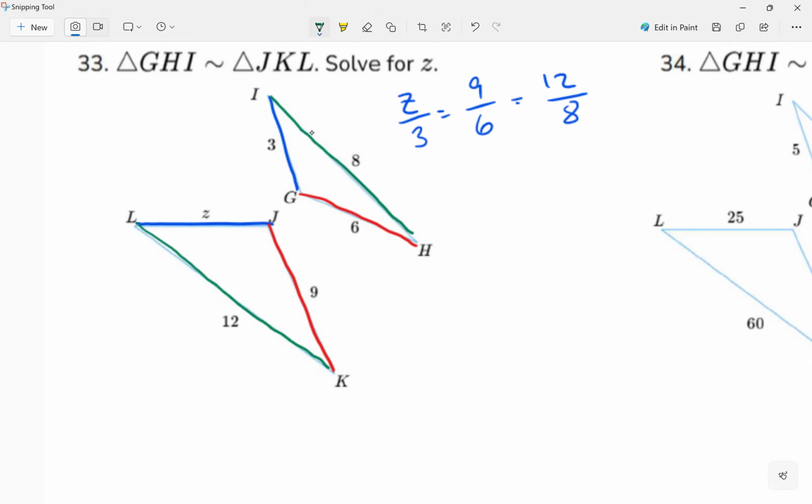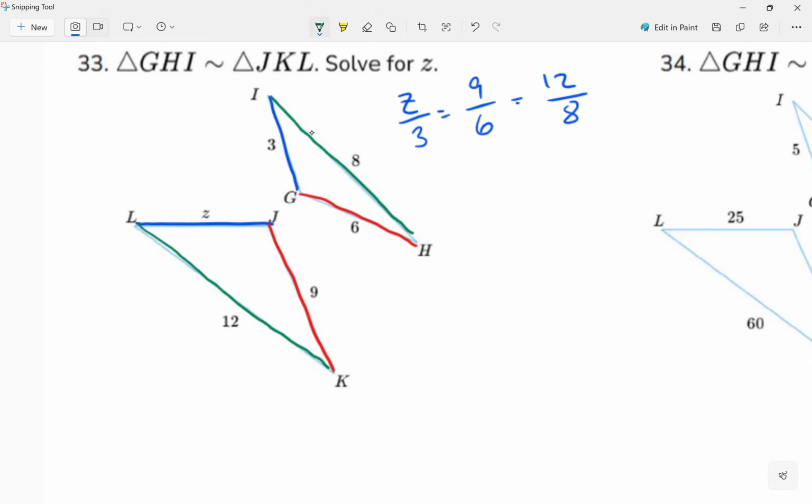Now, I remembered that I said the sides are proportional, so that means the fractions, if I simplify, should all simplify to the same thing. Like 9 over 6 and 12 over 8, I know they simplify to the same thing. Z over 3 should also simplify to the same thing. If I know the value of Z, I can double check. I can also do division, right? 12 divided by 8 is the same thing as 9 divided by 6, which is the same thing as Z divided by 3.